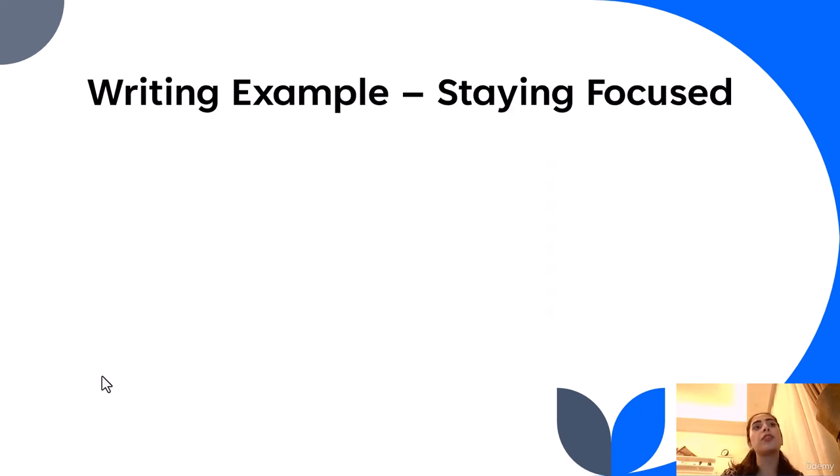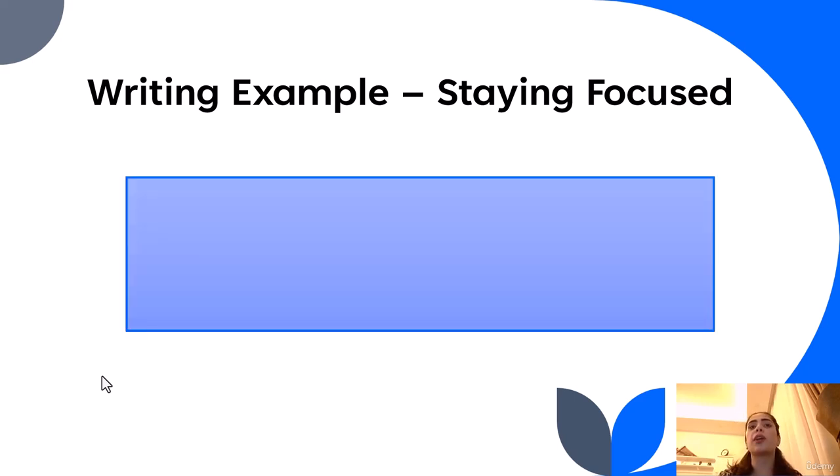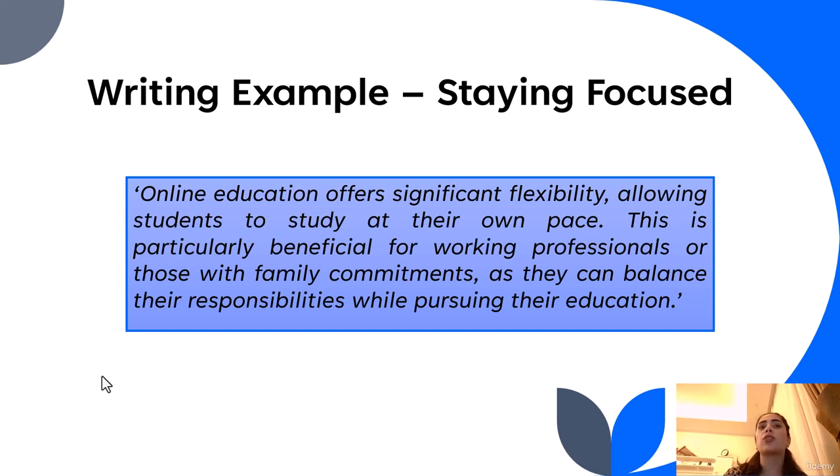For example, if you're writing about advantages of online education, don't spend too long on just one advantage. You could write something like, "Online education offers significant flexibility, allowing students to study at their own pace. This is particularly beneficial for working professionals or those with family commitments, as they can balance their responsibilities while pursuing their education." This is a clear, concise paragraph. You can then move on to your next point rather than dwelling on more examples for the same advantage.